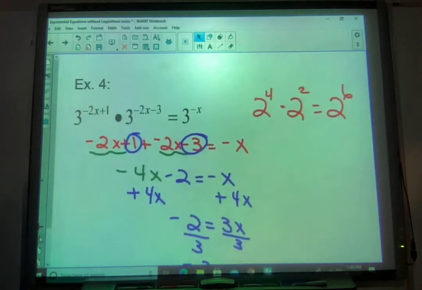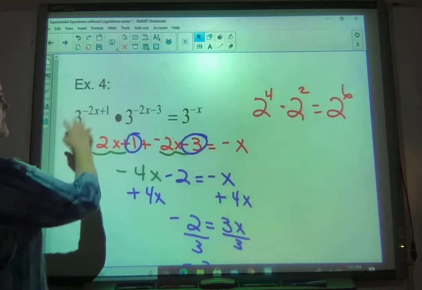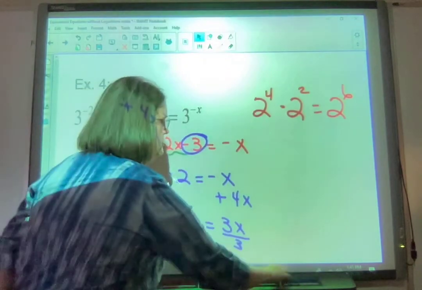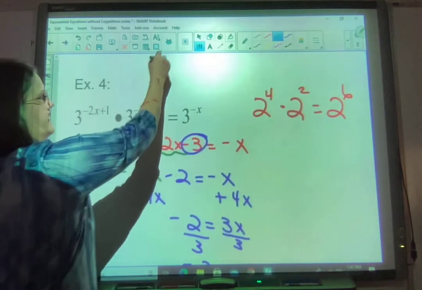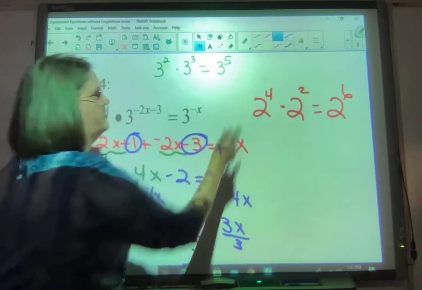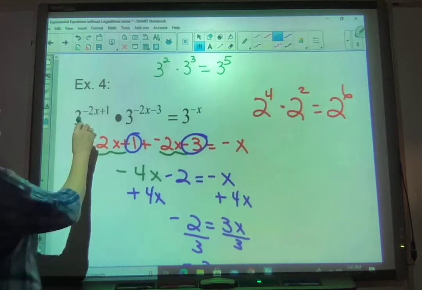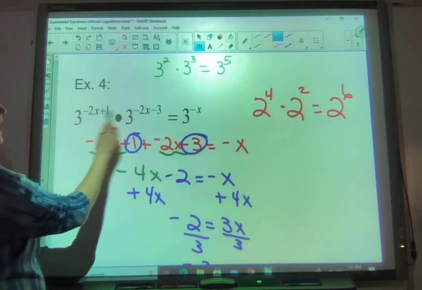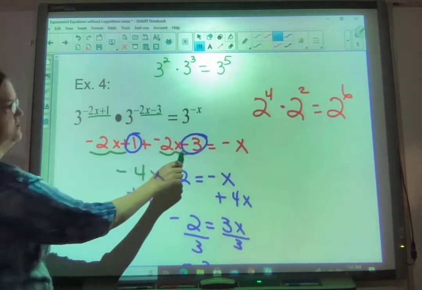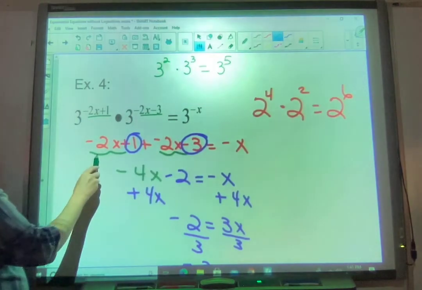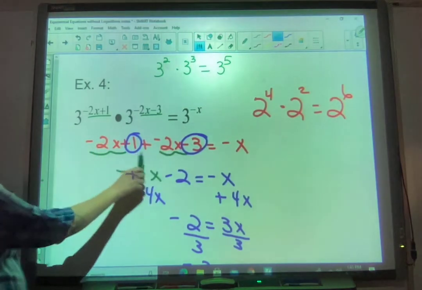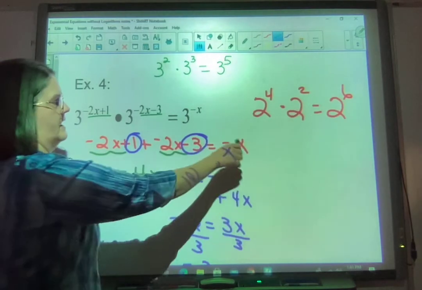All right, now these are written side by side. They have the same base. Again, we have 3, and if you remember your exponent rules, you're used to seeing it simple, like this: 3 squared times 3 to the 3rd, and you just add and write 3 to the 5th. So you're used to seeing it simple. But this is the same thing. We have this base here. We're just going to add these exponents. So negative 2x plus 1 plus negative 2x minus 3. The x's cancel out. No, they don't cancel out, sorry. Negative 2x and negative 2x is negative 4x. 1 and negative 3 are negative 2 equals negative x.